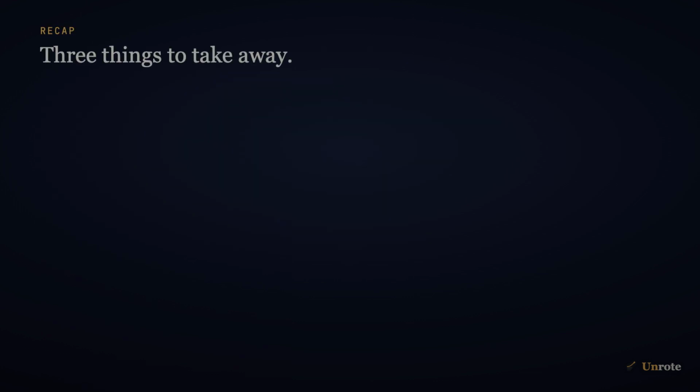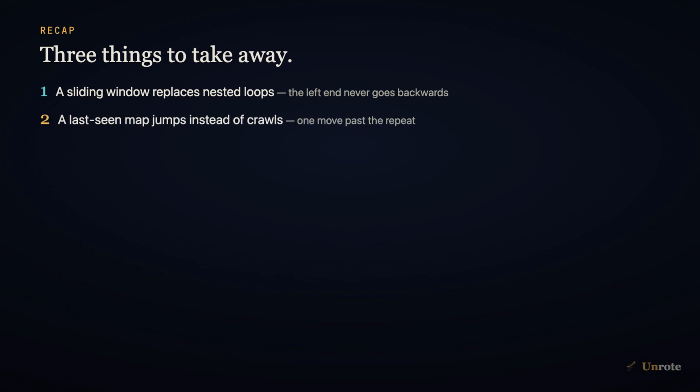One, a sliding window turns nested loops into one pass. Two, a last seen map lets you jump instead of crawl. Three, this shape solves a whole family of substring problems.